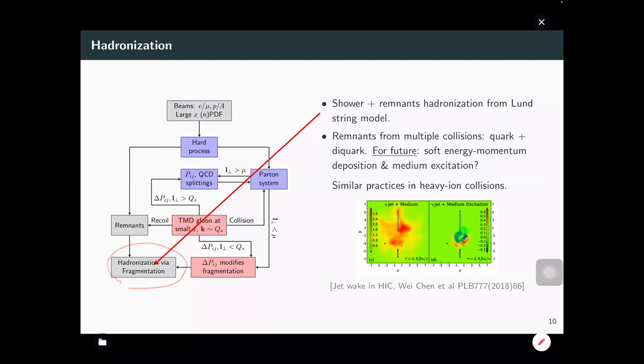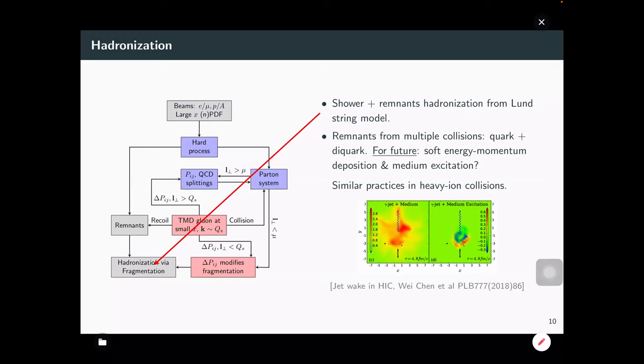But of course, there's a problem because most of the medium interactions are very soft. This model will have to break down eventually for those very soft momentum exchanges, where you expect the partonic picture doesn't work so well. So here we can actually borrow some practices in hadronic collisions for the future, where again, you have this problem that a lot of the interactions between the jet and the medium are very soft, and you may not have a single parton picture to describe what happens next.